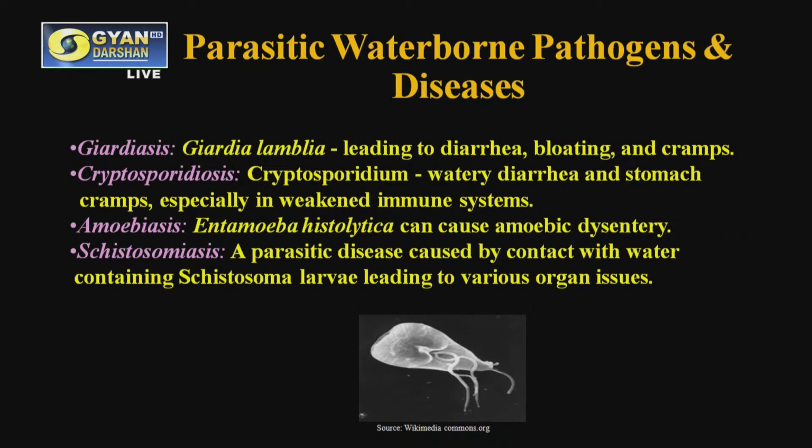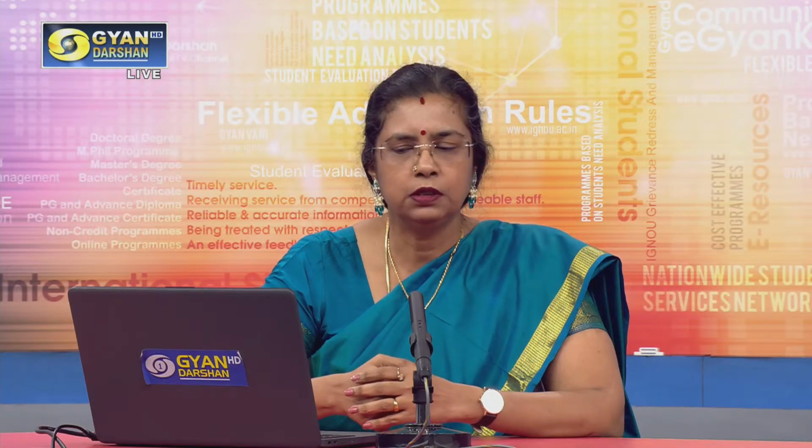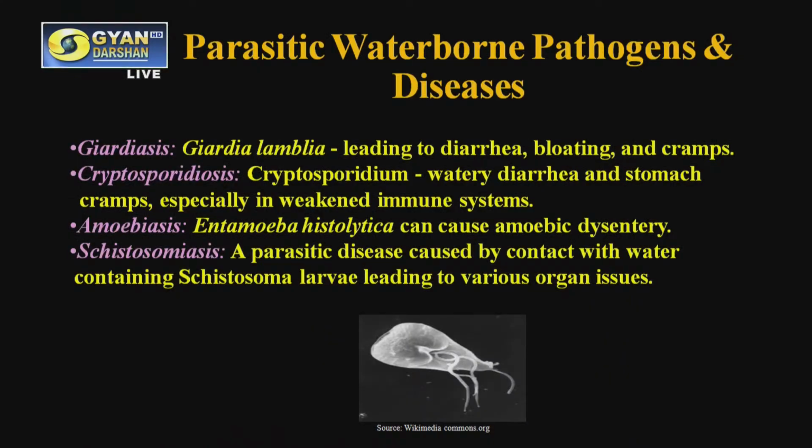The last is the parasitic waterborne pathogens and diseases. Here in this figure, you can find Giardia lamblia, which causes giardiasis, leading to diarrhea, bloating, and cramps. This is a very normal seasonal ailment which everyone suffers from. We find cryptosporidiosis, amoebiasis, and schistosomiasis. All of these involve parasites, and when you come in contact with water which has these parasites or their spores, then we can be affected by these diseases.